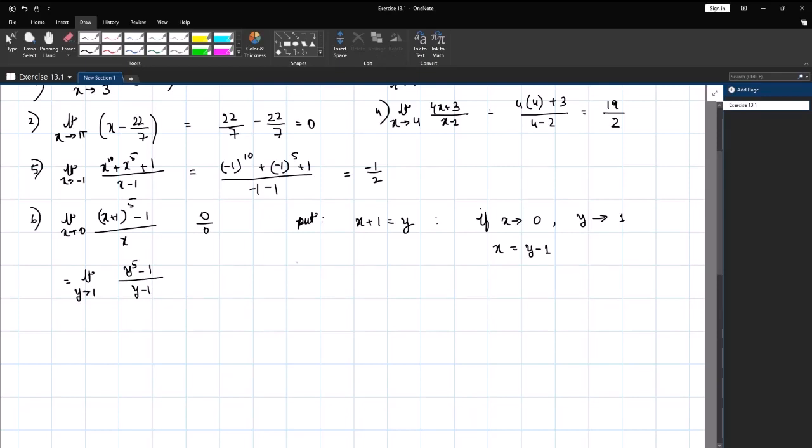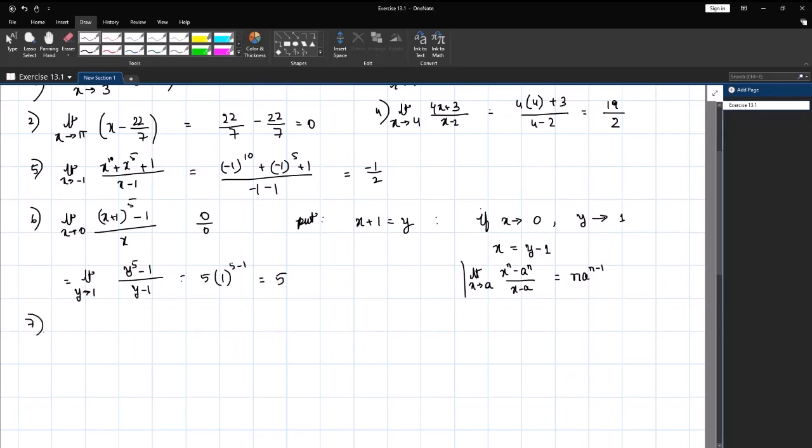Okay, this is given by the formula limit x tends to a, x to the power n minus a to the power n divided by x minus a. This is nothing but n a to the power n minus 1. So here we'll have 5 into 1 to the power 5 minus 1, that is nothing but 5.